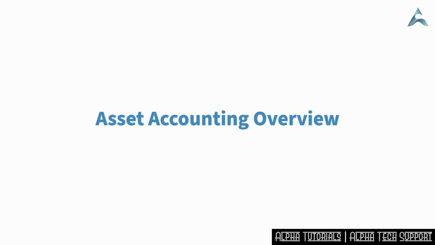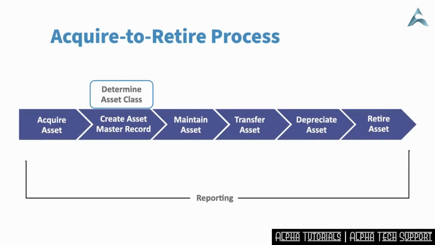Let's take a look at the asset accounting process in SAP S/4HANA. The asset lifecycle covers what commonly happens to fixed assets at a company from the purchase all the way to retiring the asset. This is commonly called the acquire to retire process. This process starts by acquiring an asset. Fixed assets can be acquired externally with a purchase from a vendor. Assets can also be acquired internally through construction.